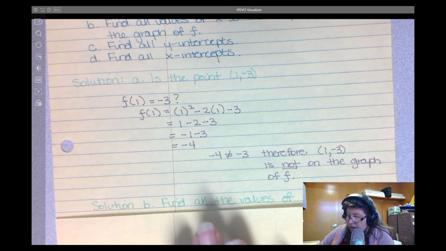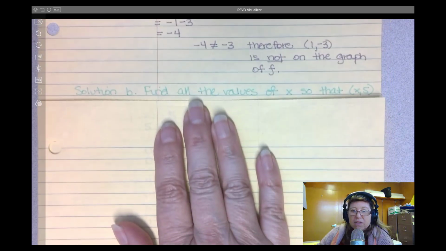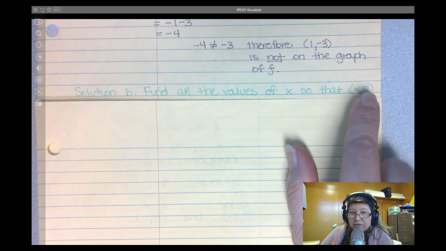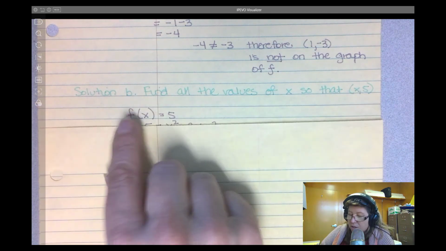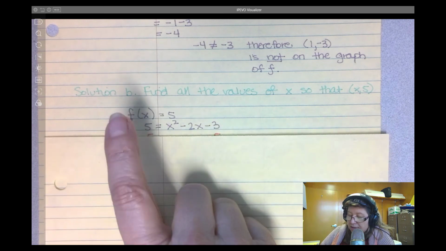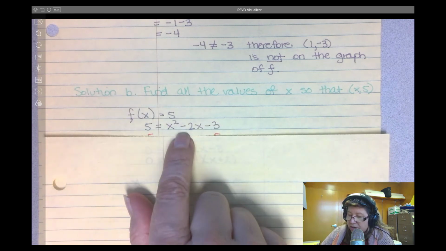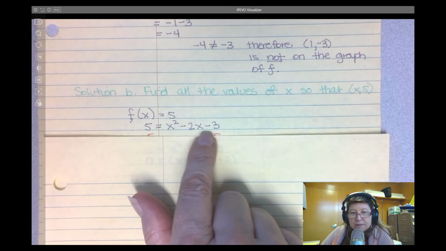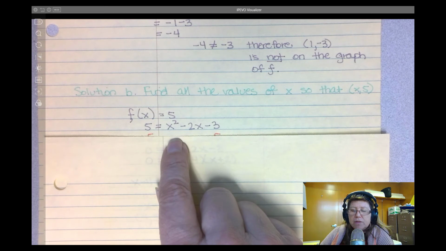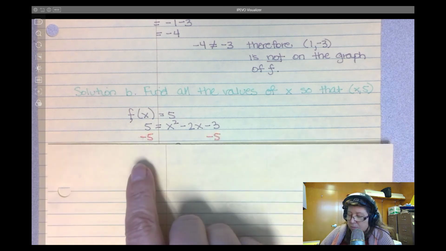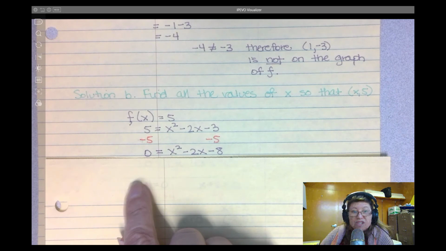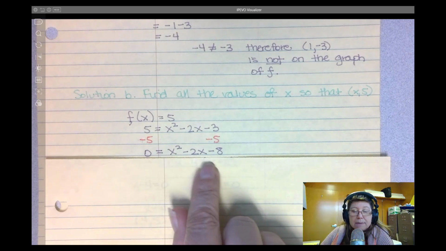All right, B. Let's find all the values of x so that when we put in a value for x, it pops out a 5. So we want f of x to equal 5. That means 5 equals x squared minus 2x minus 3. I'm going to set this equal to 0 so I can use my zero factor property. So I'm going to subtract 5 from both sides, and we get 0 equals x squared minus 2x minus 8.